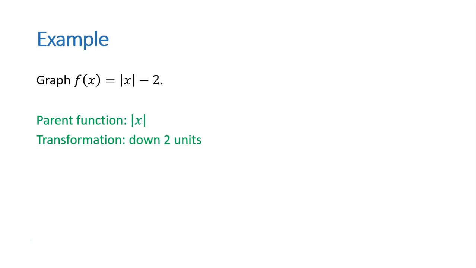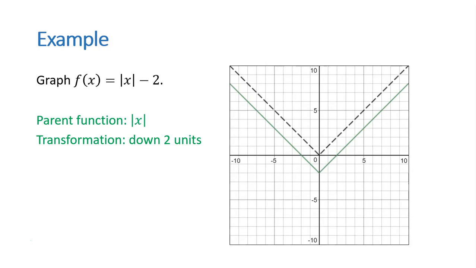So it's going to be a vertical change. It's subtracted, so we're shifting down 2 units. So we're starting with the same original graph, and then we're shifting that graph down by 2 units. So every point that's on the absolute value graph is shifting down 2 units.